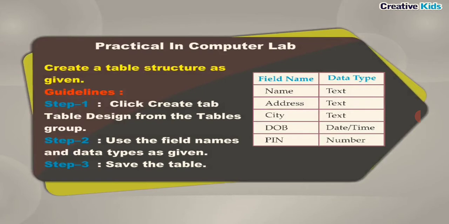Practical in Computer Lab. Create a table structure as given. Guidelines. Step 1. Click Create tab, Table Design from the Tables group. Step 2. Use the field names and data types as given. Step 3. Save the table.